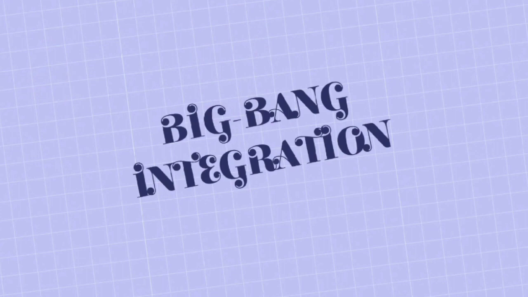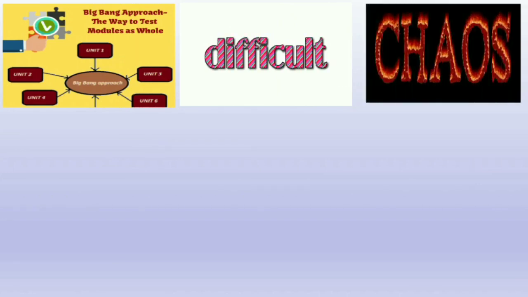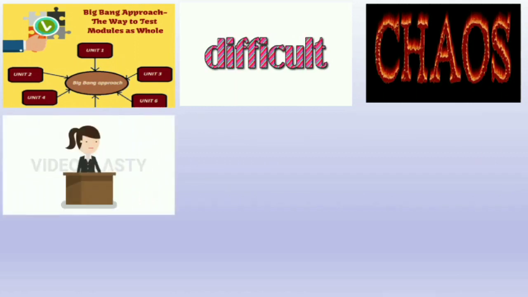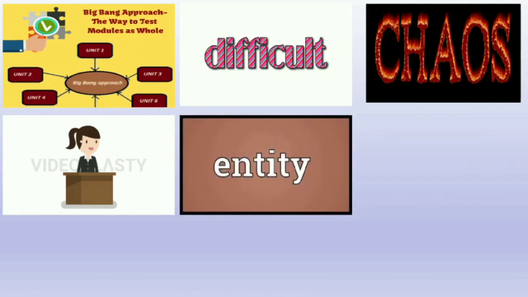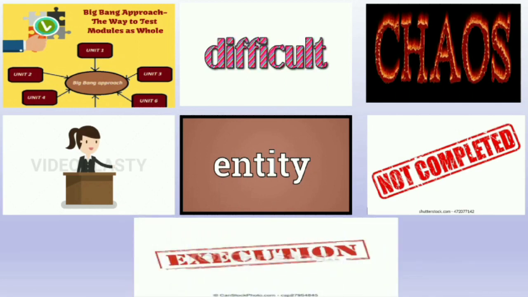Big Bang integration. All modules are combined in advance and the entire program is tested as a whole. It is difficult to isolate the source of errors. It results in chaos. It is an integration testing approach in which all the components or modules are integrated together at once and then tested as a unit. This combined set of components is considered as an entity while testing. If all of the components in the unit are not completed, the integration process will not execute.